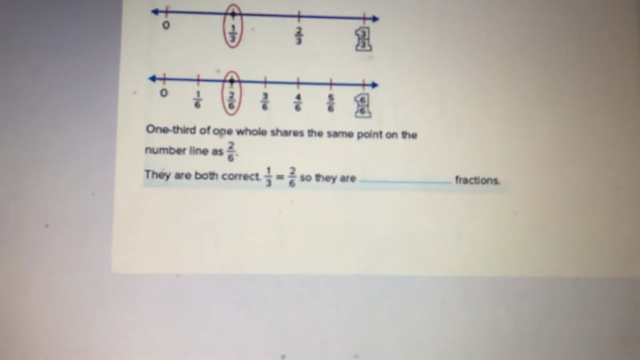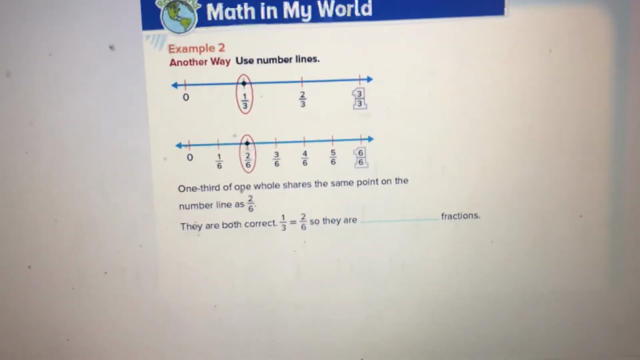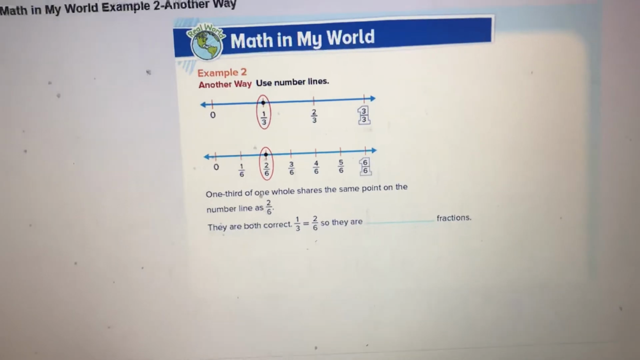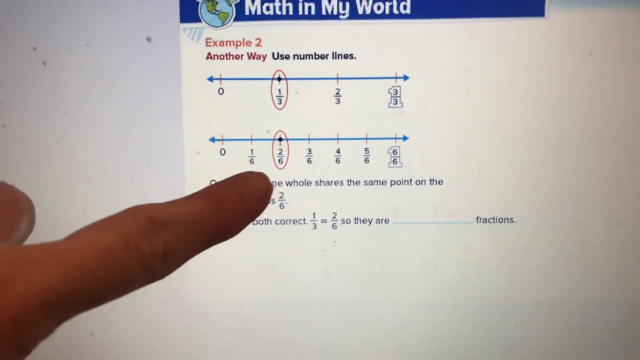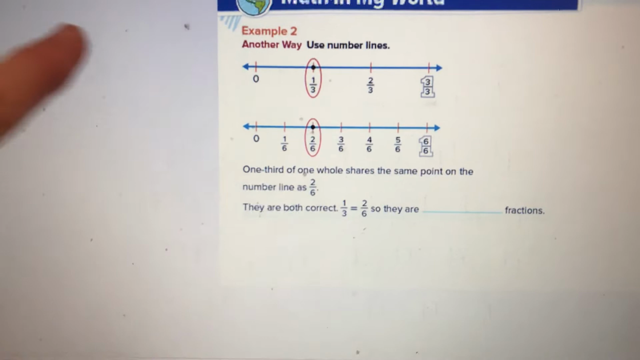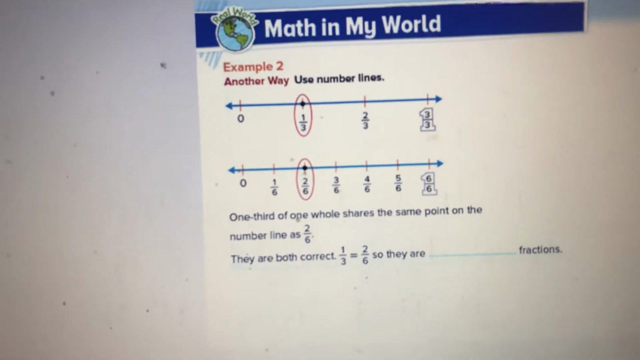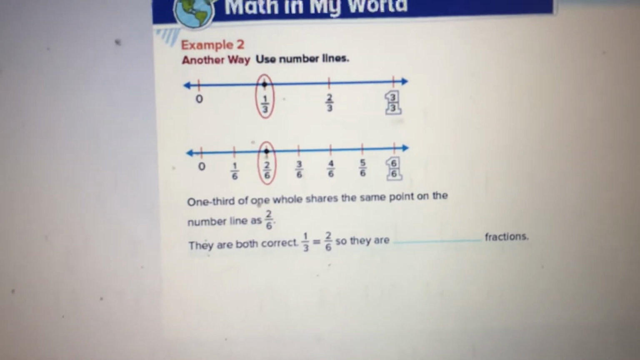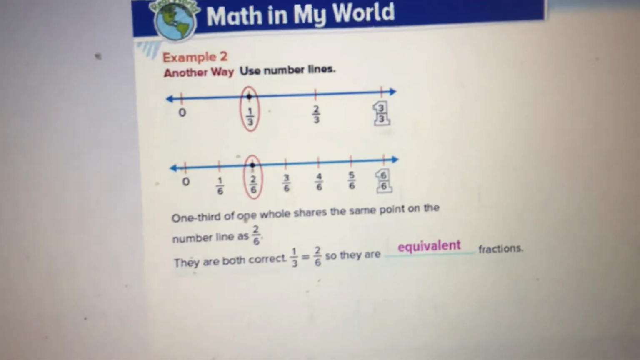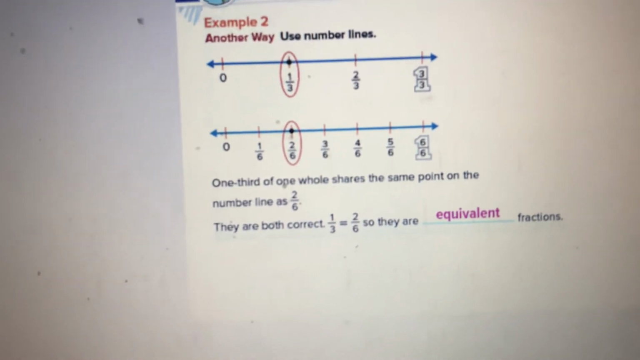All right, another way is using a number line. We did this a little bit last week. So we can see on a number line that when we break the number line into thirds, where 1/3 would appear, and then when we break the number line into 6 parts, where 2/6 would appear. So we could easily see 1/3 of 1 whole shares the same point on the number line as 2/6. They're both correct. 1/3 equals 2/6, so they are equivalent fractions. You guys are going to have to write that word a couple more times. Okay, equivalent fractions.